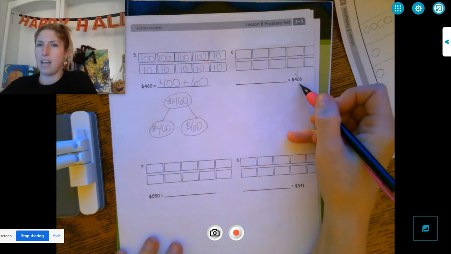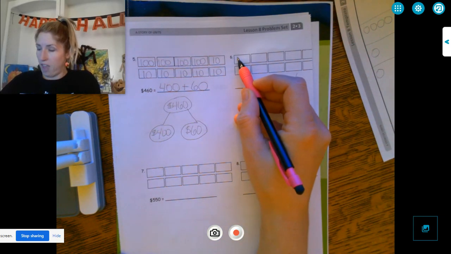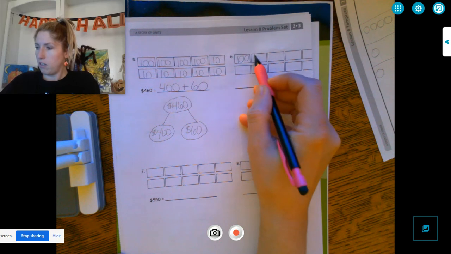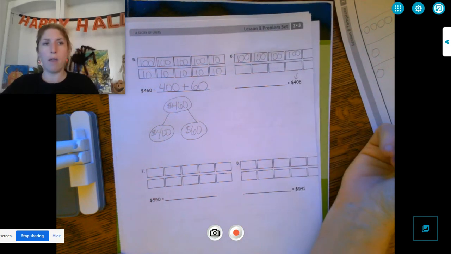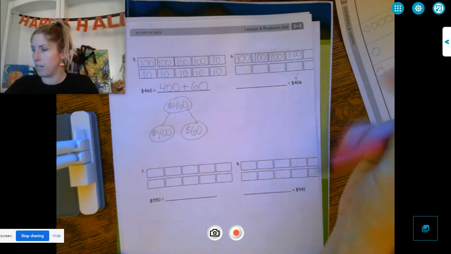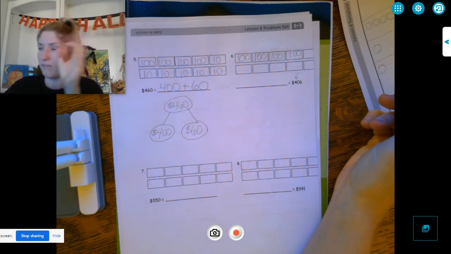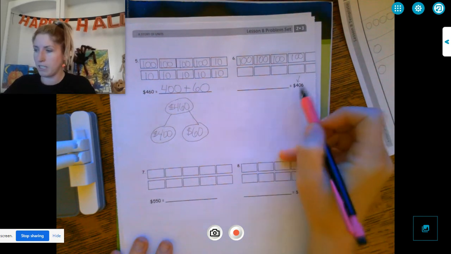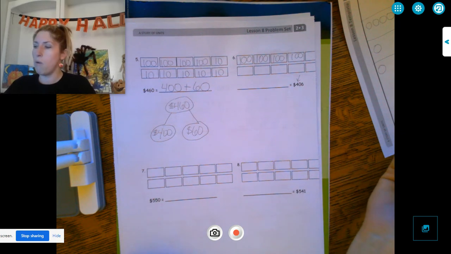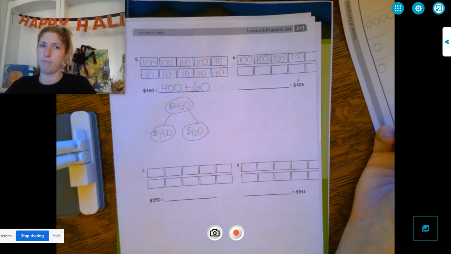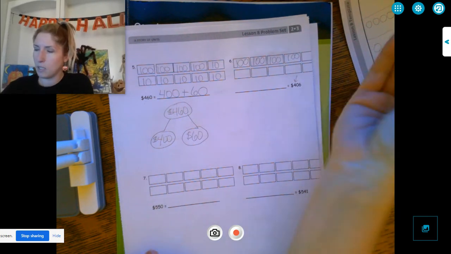Okay, 406. How many hundreds are in 406? 4 of them. So we need 4 $100 bills. Okay. How many $10 bills do we need? 0. No $10 bills because there's a 0 in the tens place. Okay, how much is in the ones place? 6 ones. So we need 6 $1 bills.